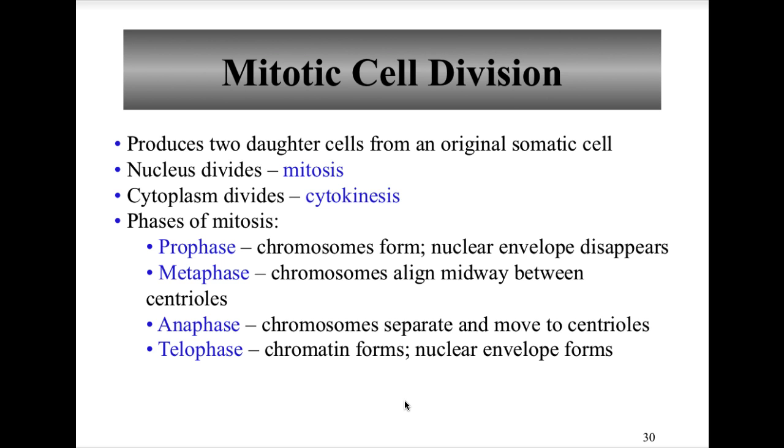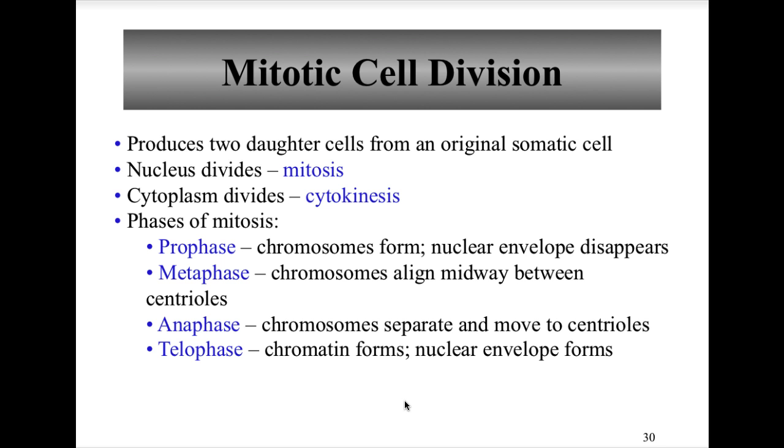In metaphase, the basic characteristic of that stage is that the chromosomes line up in an orderly fashion midway between the centrioles, and we call that the equatorial plate of the cell. The centromeres holding the chromosomes together attach to the spindle fibers between the centrioles at their kinetochores.